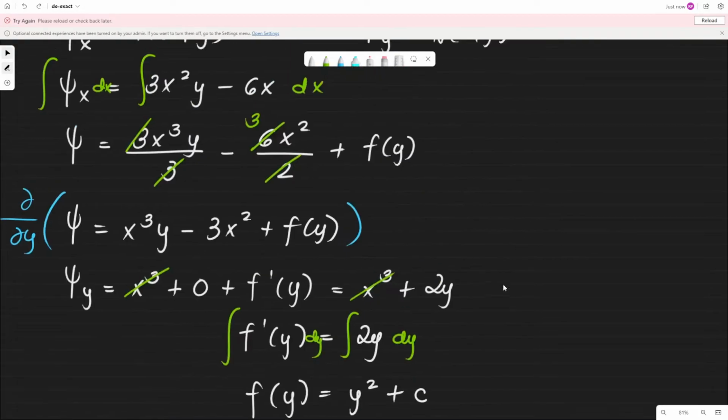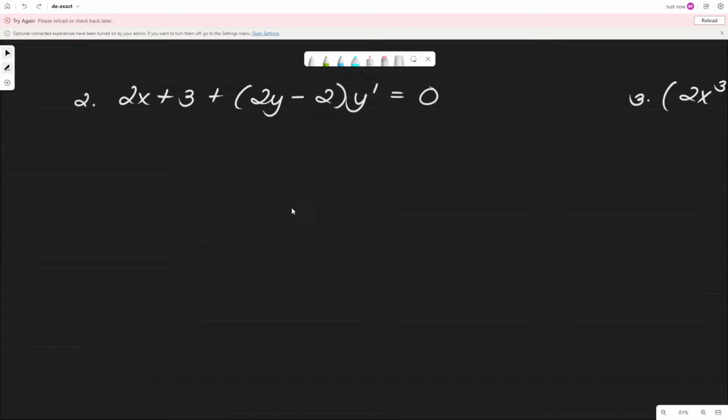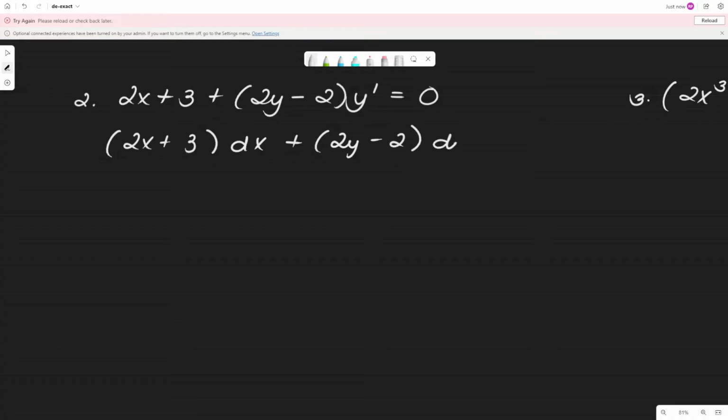Okay? So, another one. So, we have here the differential equation 2x plus 3 plus 2 quantity of 2y minus 2 y prime is equal to 0. So, I'll just redefine the function. So, we have 2x plus 3 dx plus 2y minus 2 dy. Remember, y prime is equal to dy over dx. So, this is equal to 0. So, again, this is our m. M na lang susulat ko. Ayan, and this is our n.